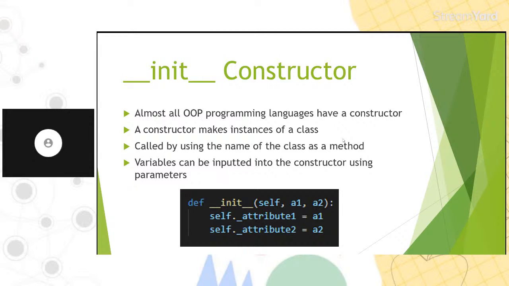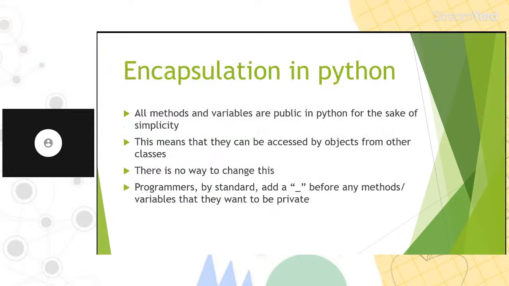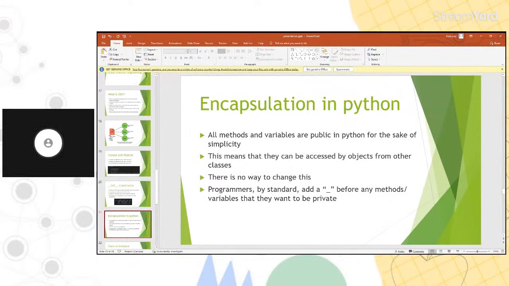In our case, if we use test class as a name, we write variable equal test class, the parentheses, and whatever parameters it needs. Variables can be input into the constructor using parameters. So let's say I want to create a car with the color blue and 3 wheels. I would call the class, test class, and put in brackets the color, which is blue, and the number of wheels, which is 3. Okay, let's get into the Visual Studio part of this, so I can show you the code.